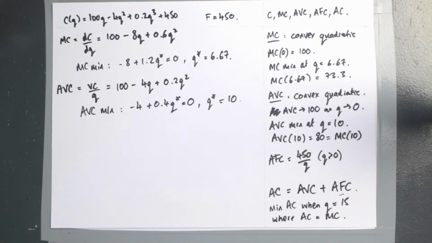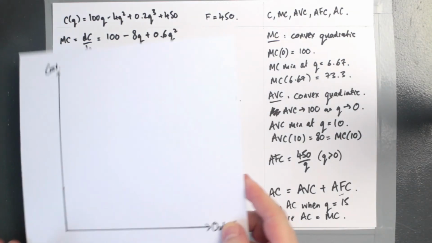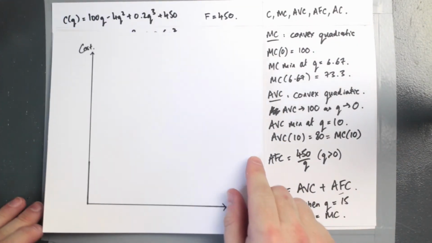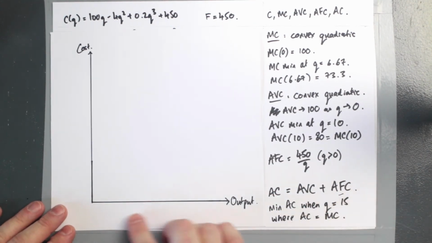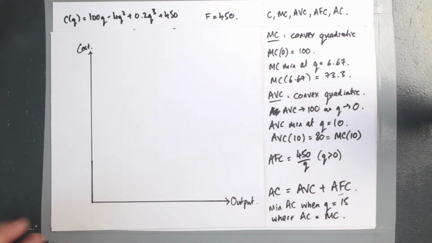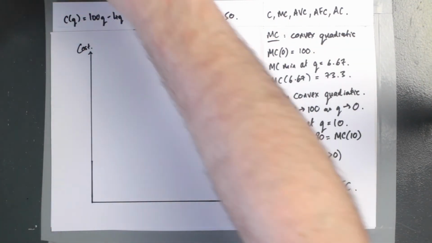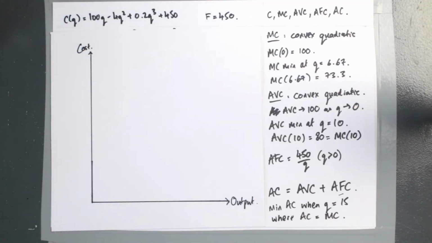Okay, so now we've got enough information. Let's actually start putting this together onto some diagrams. So let's start. I've prepared, if I cover this working area here, this diagram here with output on the horizontal axis and cost on the vertical axis. Okay, now let's place some of our values.